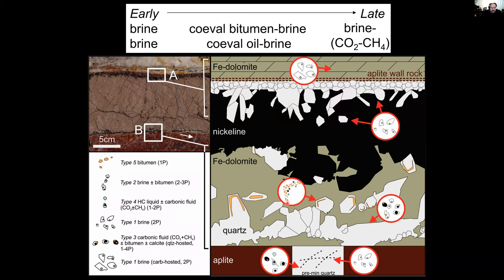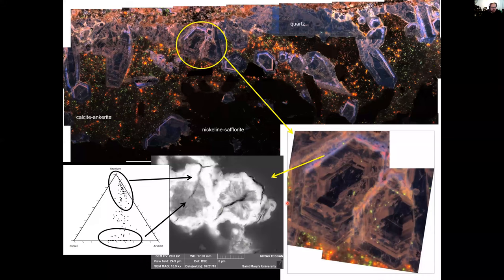And this is not uncommon to see this early brine phase within five element veins. This high calcium brine, it's characteristic of many deposits of this type worldwide. But what is new to the fluid inclusion record is the occurrence of these hydrocarbons. And I'm going to focus on those in a few minutes.